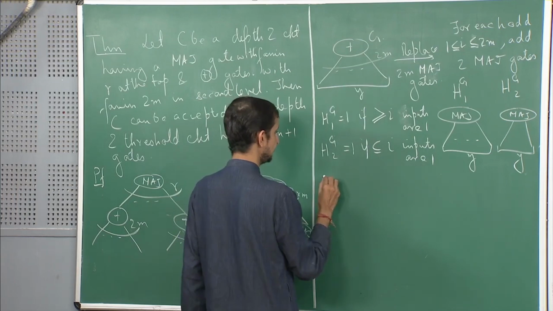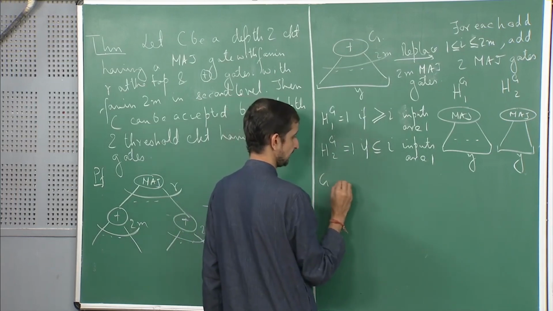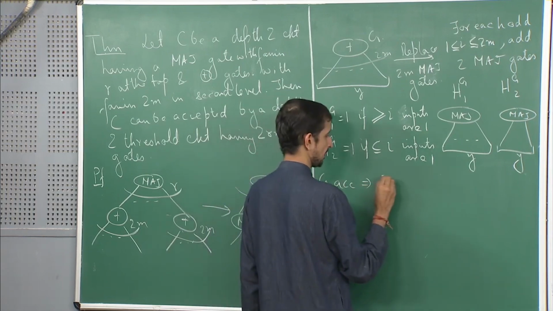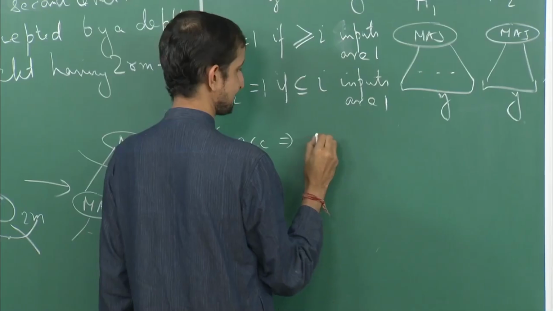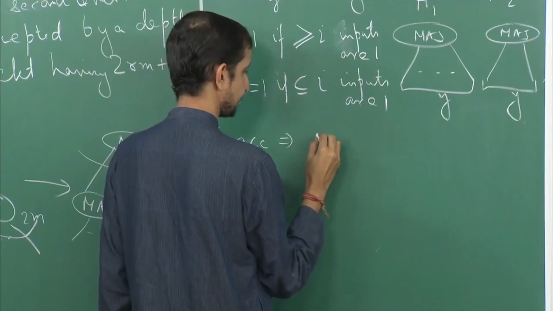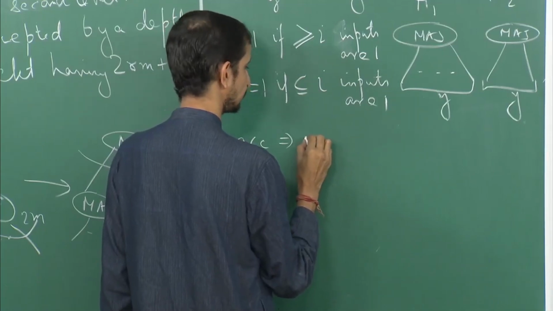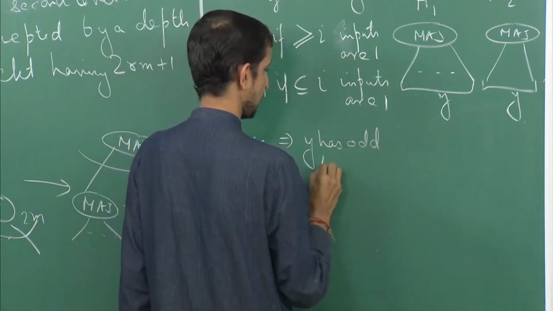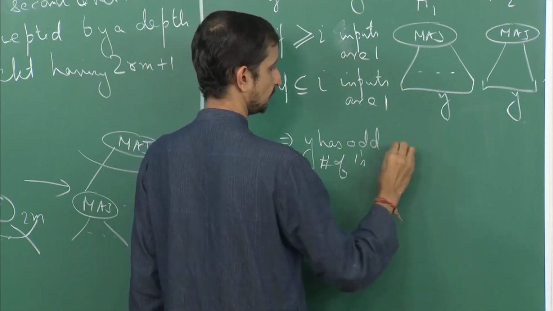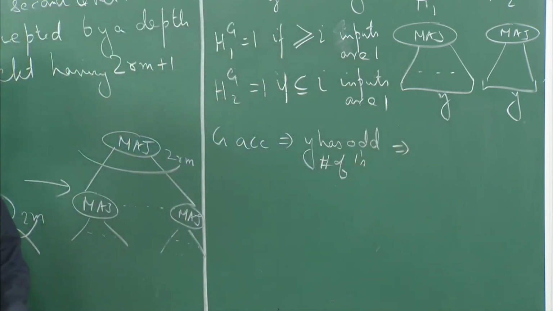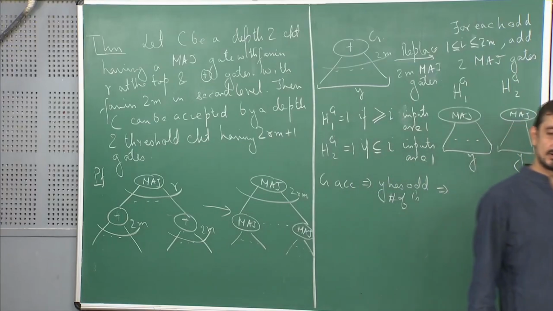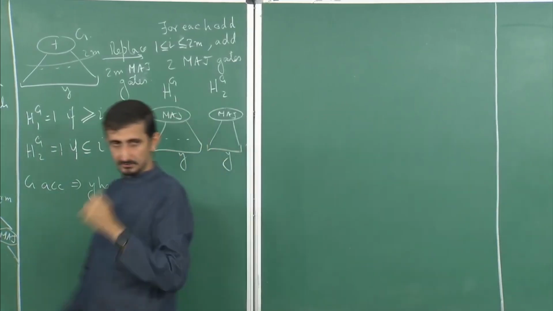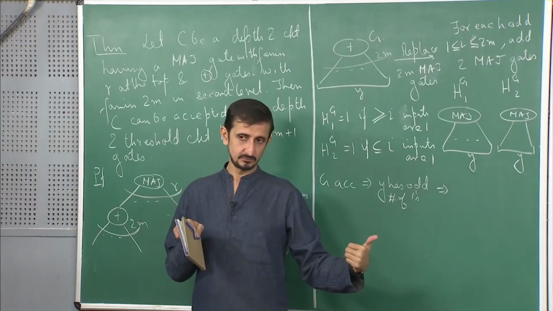Now if I look at this gate G, so if G accepts, which means that y has an odd number of ones, what does it tell us about these 2m gates now? How many of them will be 1? So there are an odd number of gates which are 1.